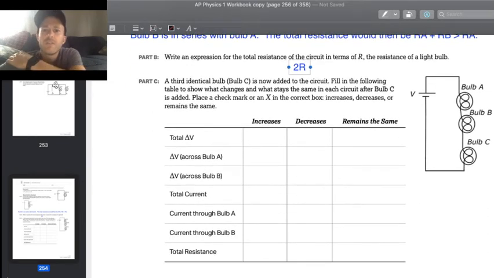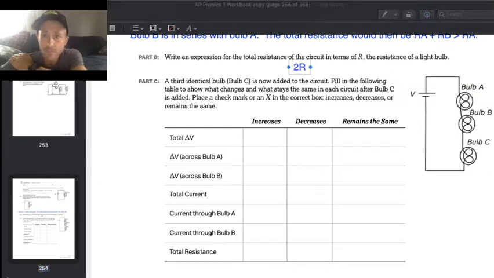So what does it say about what do we have here? The total change in voltage. Well, one of the things we'll notice here is that the three bulbs or two bulbs make a voltage divider circuit, okay? And in a voltage divider circuit, the voltages of all the resistors add up to equal the voltage of the battery. Doesn't matter how many resistors are in the voltage divider. Okay, so doesn't matter.